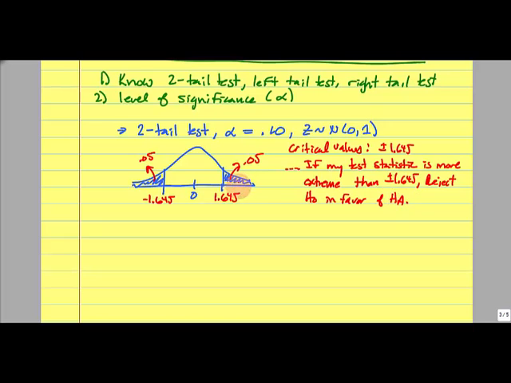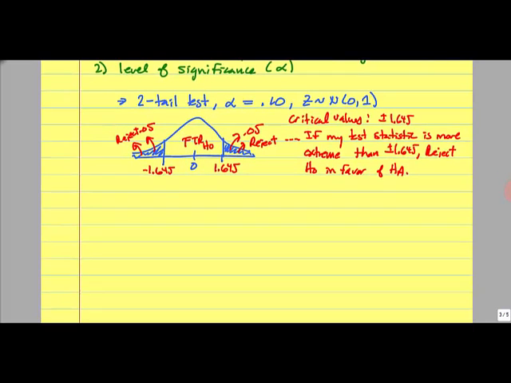If I had a test statistic that fell in this shaded region, I would reject. So this is also my rejection region. Because I have a two-tail test, I can reject if I'm more extreme than 1.645, and I can also reject if I'm more extreme than negative 1.645. So this is my rejection region. This is my fail to reject region. If I get a test statistic that falls here, I would fail to reject. So that's what I do with a two-tailed test.